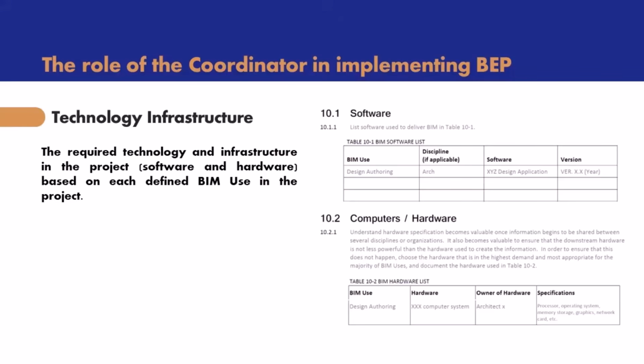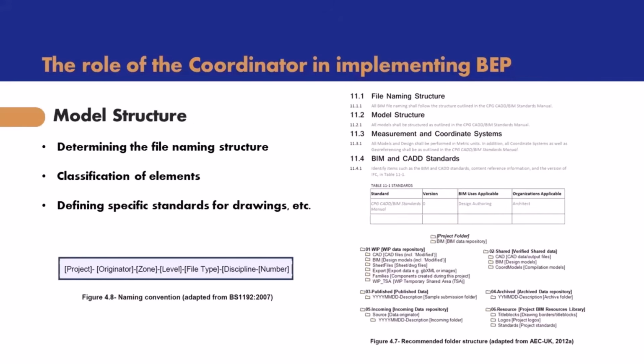Hence, if we need any software or hardware information for each BIM use, we design it in a table in BEP. Well, in this image, as you can see, there is a section for the software that lists BIM uses. In fact, it tells us the name and version of the software that is needed. Alright, that's it for the technology infrastructure part, and the next chapter is model structure.